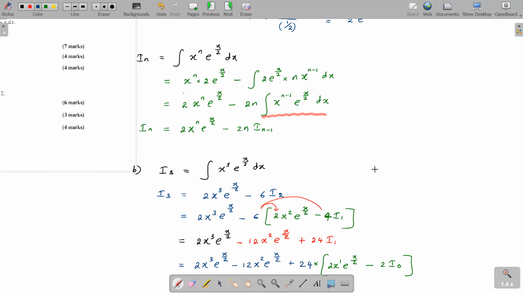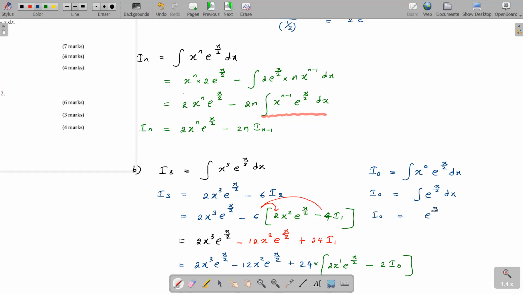Looking at this equation, I n is the integral of x to the power n e to the power x over 2. So I naught is the integral of x to the power 0 e to the power x over 2. Do you think this requires integration by parts? No, right? So I naught gives me what? x to the power 0 is 1. Basically, it is the direct integration of e to the power x over 2. This integral is direct.